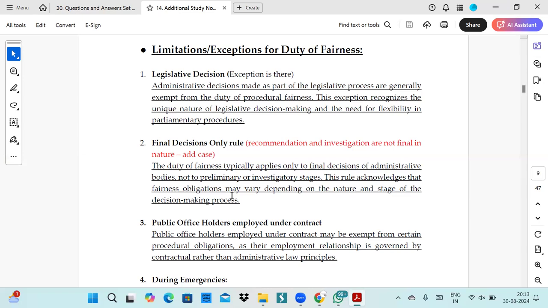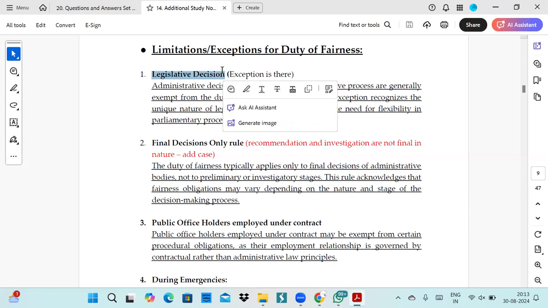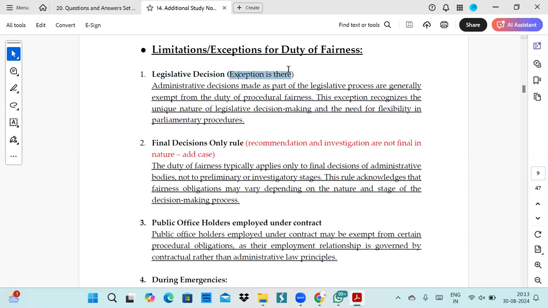So if it is coming under any of these limitations, you will see that, okay, is it a legislative decision? And yes, it is an exception. However, there is also an exception to it. What is the exception for legislative decision? It says that in a legislative decision, if it is focusing on only one person, we have the case of Wyoming, where the municipality basically brought in the bylaws only to affect this one person.